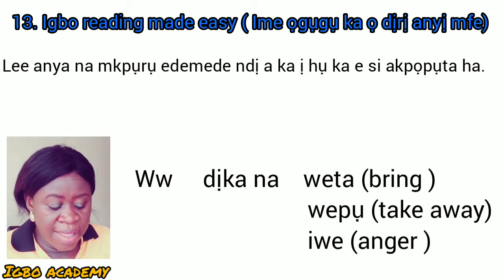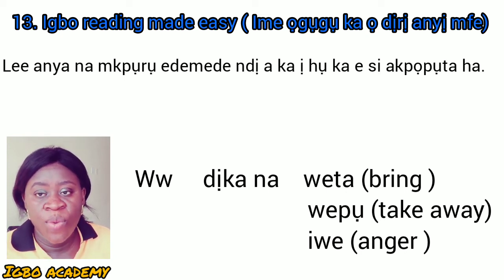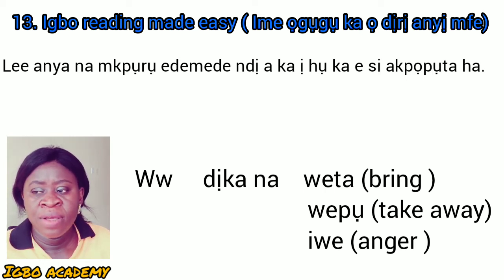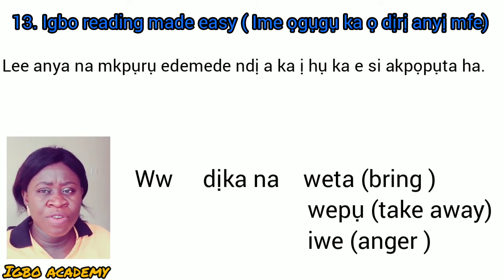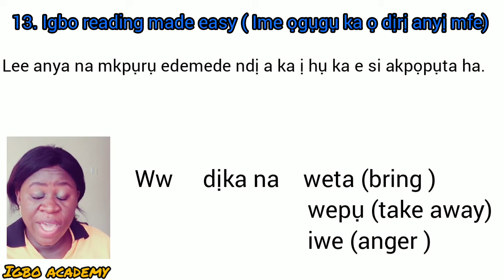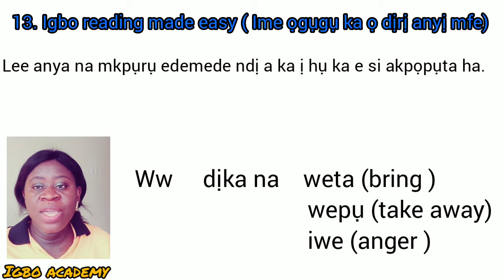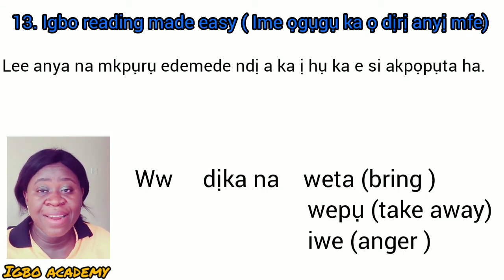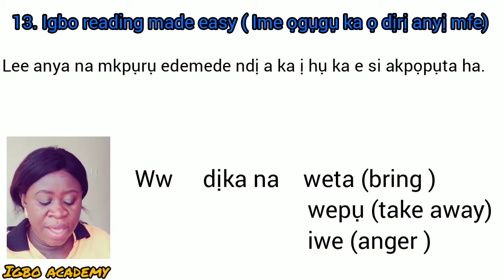W, dịka na wepu, take away. Wepu, take away. When you say, biko bia wepụ ihe a ebe a, it means please come and remove this, come and take this away from here. Wepu means to take away. Then iwe is anger. Iwe, anger. If you listen to Flavour's song, when MC Love died, iwe nwe, iwe o, iwe o, iwe. People are angry. When they are angry, you hear iwe. So iwe means anger. So W, dịka na wepu, take away, and iwe, anger.